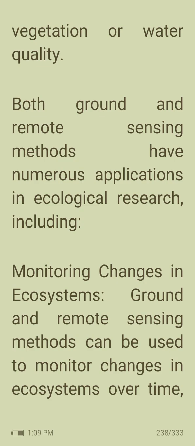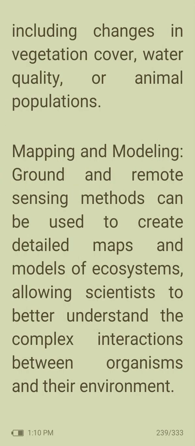Both ground and remote sensing methods have numerous applications in ecological research, including monitoring changes in ecosystems. Ground and remote sensing methods can be used to monitor changes in ecosystems over time, including changes in vegetation cover, water quality, or animal populations.